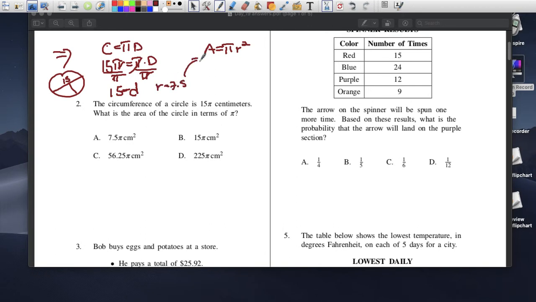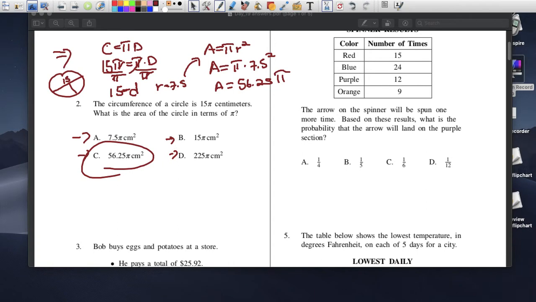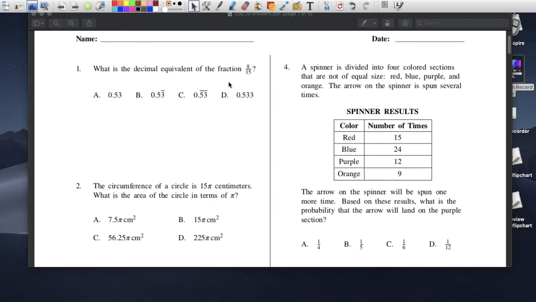So now I can plug this in, and you can tell by the multiple choice answers they are in terms of pi, which makes our life much easier. So area equals pi times 7.5 squared, to the second power, so 7.5 times 7.5 equals 56.25. And we don't have to multiply by pi to get a numerical answer. We're just going to leave it in terms of pi. So 56.25 pi, which is this one, centimeters squared. So far so good. So far this test would have been easy for you guys.